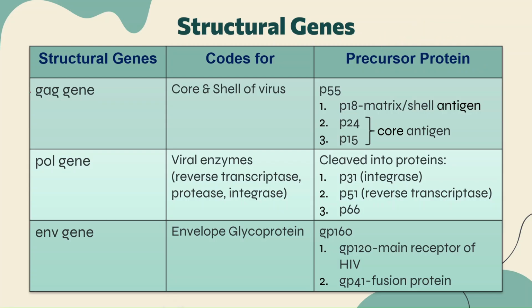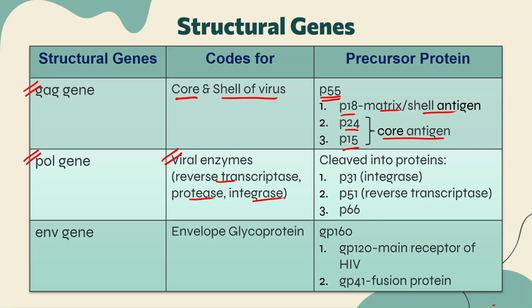The GAG gene codes for the core and the shell of the virus. The precursor protein it forms is P55, which cleaves into P18, responsible for the matrix of the shell antigen, and P24 and P15, which form the core antigens. Similarly, the Pol gene is responsible for coding the viral enzymes: reverse transcriptase, protease, and integrase. So for viral enzymes we have the Pol gene, and for the core and shell we have the GAG gene, guys.